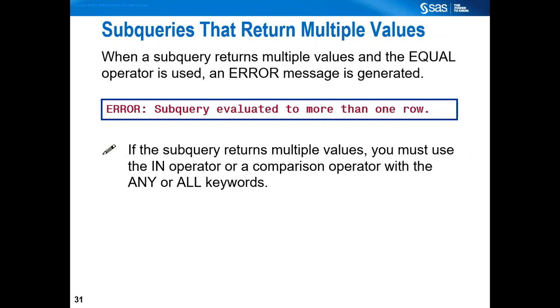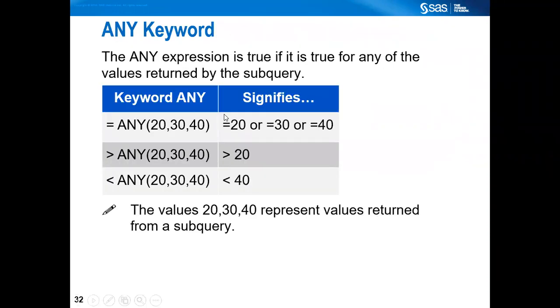So if your subquery returns multiple values, you must use the in operator, or you can always use the comparison operators with your equal to sign and the all or any keyword. If you want to use the equal to sign, but you do not know whether it returns a single value or multiple values, you can always enhance this by using the keywords any or all. So how does this work? If you write equal to any, it works like this: if the subquery returns multiple values, it will be equal to 20 or equal to 30 or equal to 40.